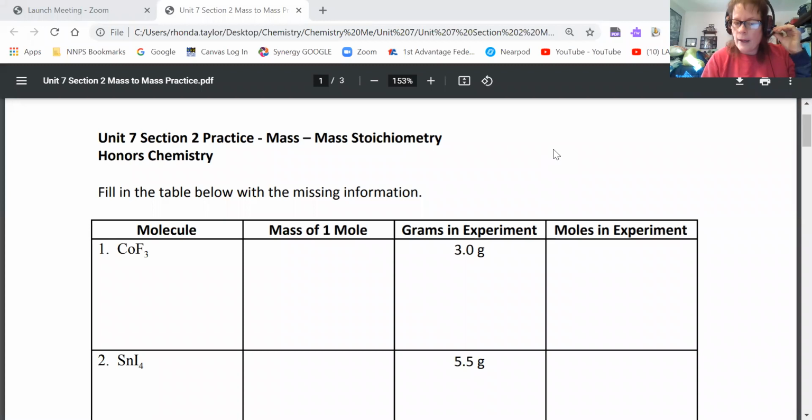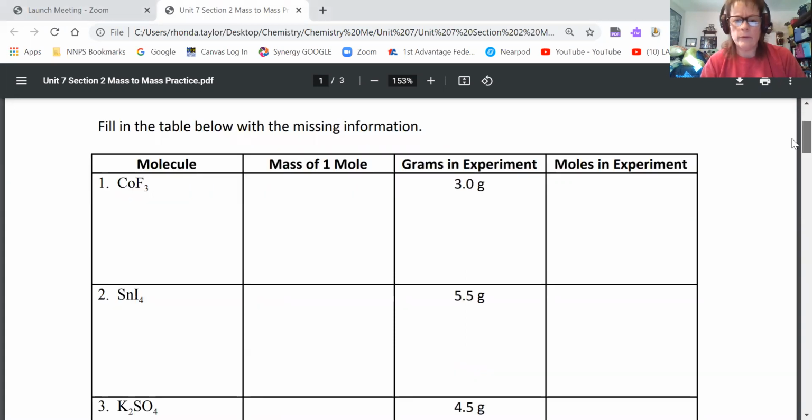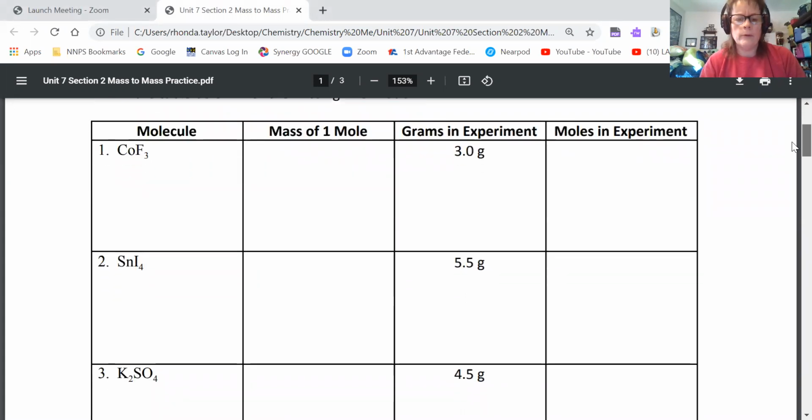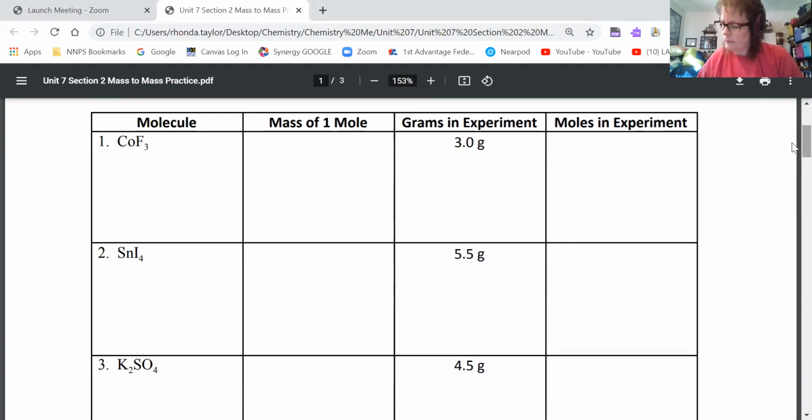All right, mass to mass stoichiometry, the homework from section 2 of unit 7. I'm going to go over this. It was due Wednesday the 10th by midnight. So if you had not done this version of it, it will close out because I'm going over the answers and posting them. But there is a version 2, so you can do that to gain credit. So let's go over these for those of y'all that were having problems.